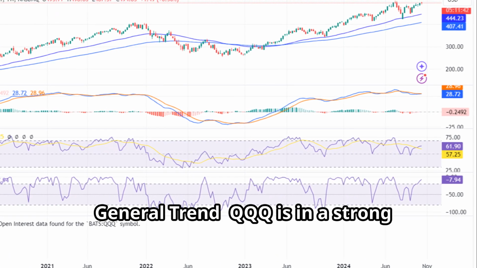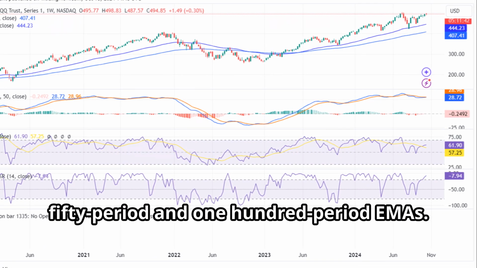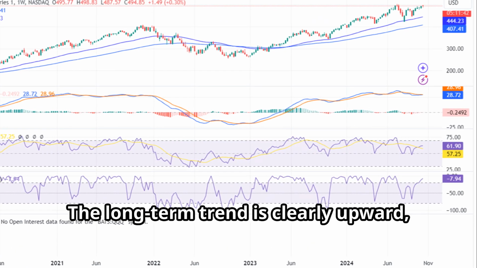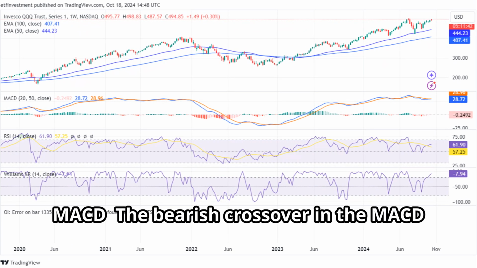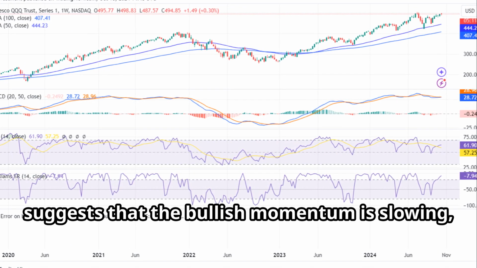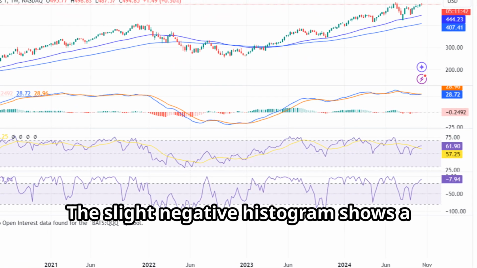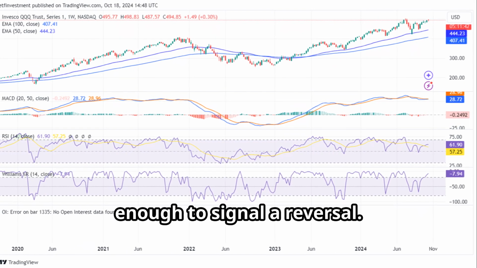General trend: QQQ is in a strong bullish trend, as the price remains well above both the 50-period and 100-period EMAs. The long-term trend is clearly upward, supported by both moving averages. MACD: the bearish crossover in the MACD suggests that the bullish momentum is slowing, but the trend is still positive overall. The slight negative histogram shows a mild decline in buying pressure, but not enough to signal a reversal.